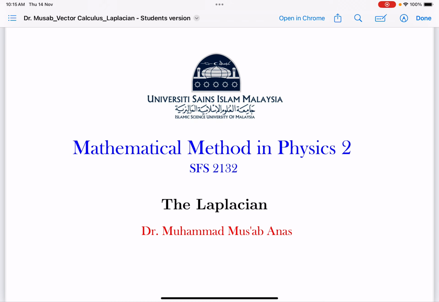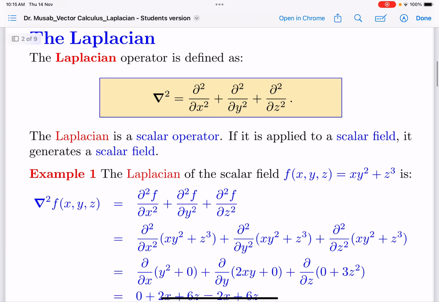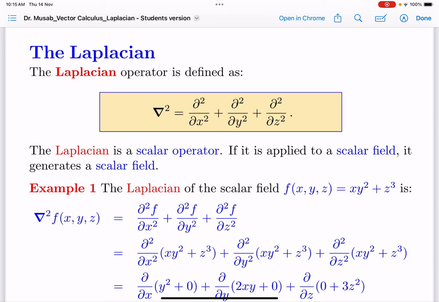Okay, so today's topic is Laplacian, which is an application on the next level of your understanding of vector analysis. So basically, the Laplacian is almost about the same as divergence, because with divergence, if I'm not mistaken, you add up the terms of your partial derivatives, right?